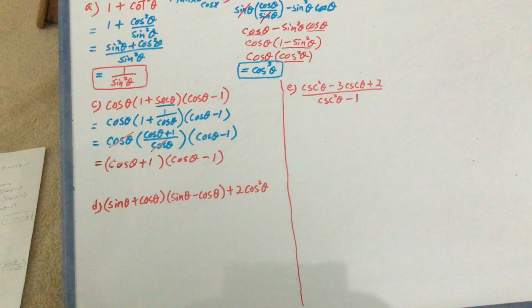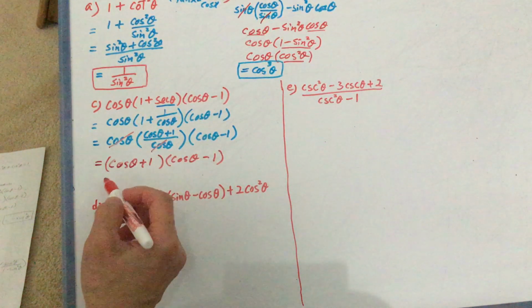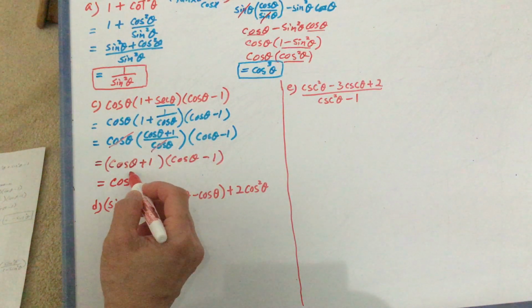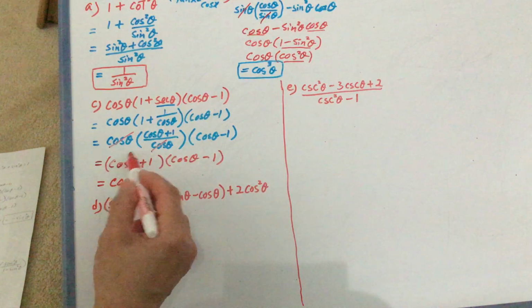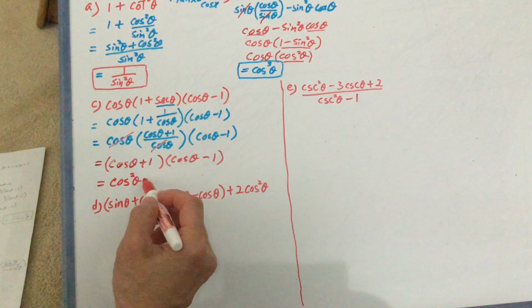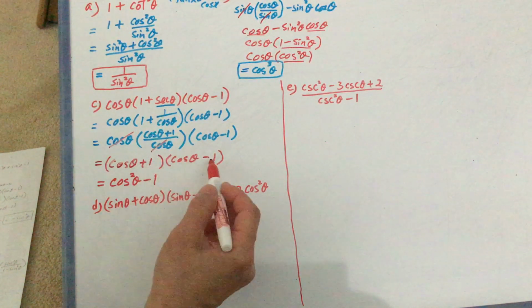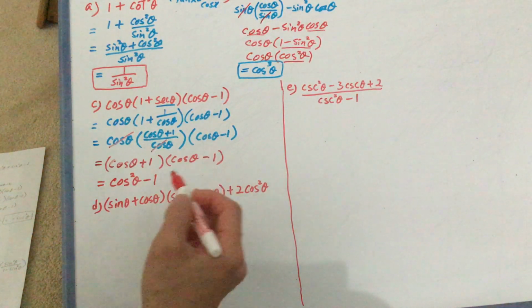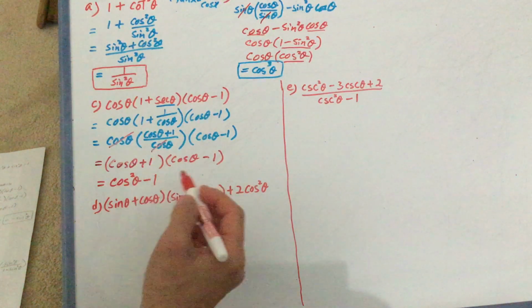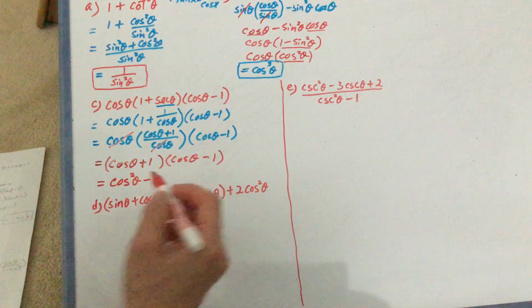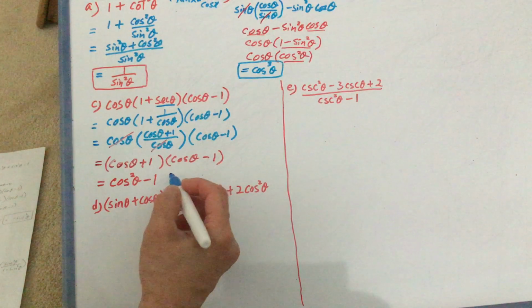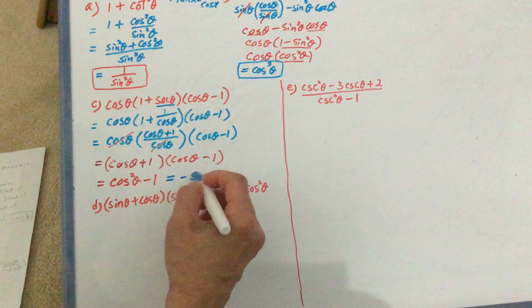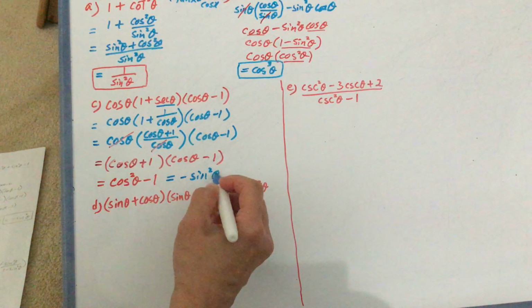And I hope you recognize this as a difference of squares. So you can basically take that as cos squared theta, this times that, and then a minus 1, since positive 1 times negative 1 gives you that. And because of the Pythagorean identities, you can also make that into a negative sine squared theta.